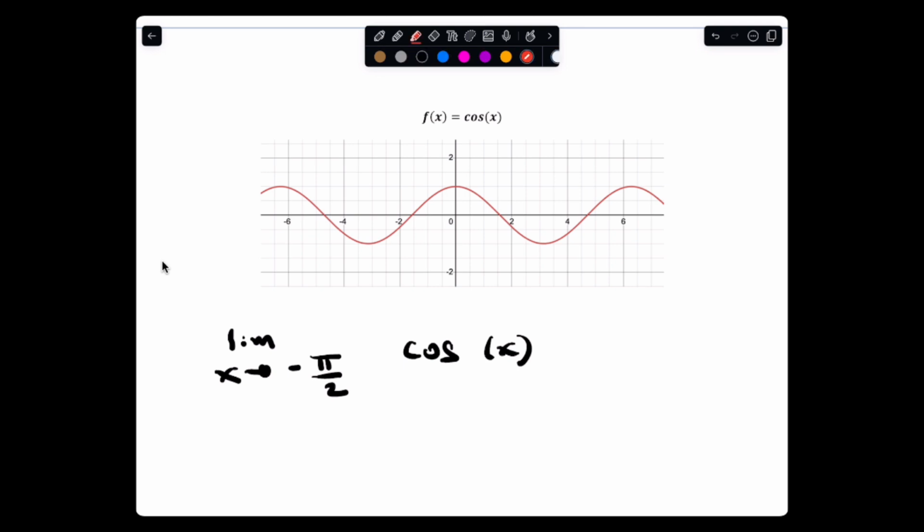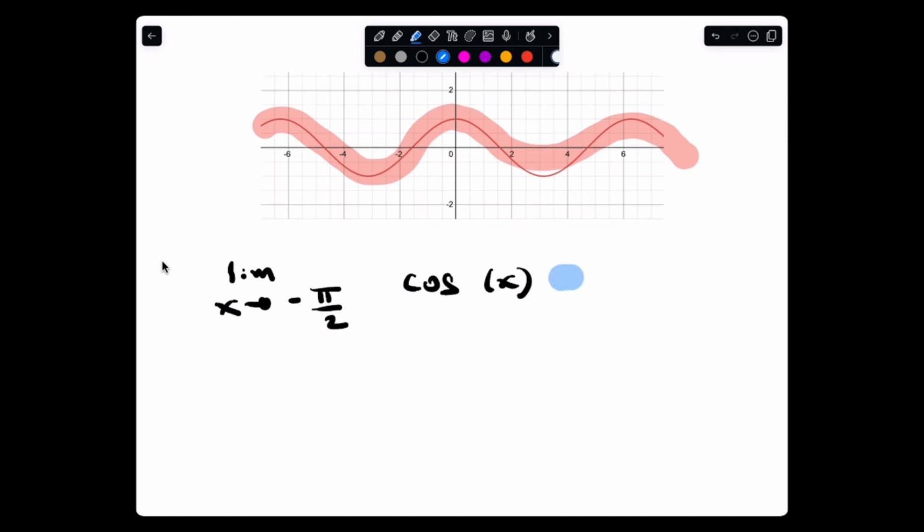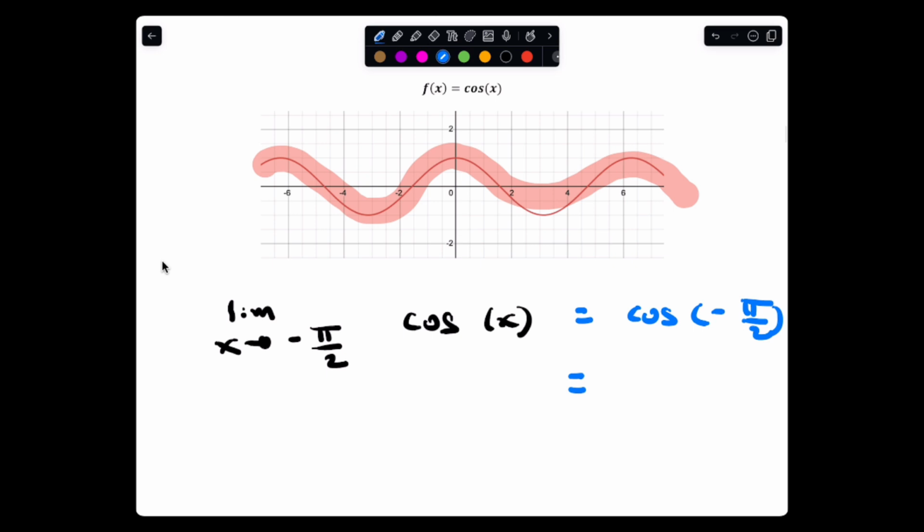What do you guys know about cosine? Nice and continuous. Everywhere. How do I know? I can sketch the curve without picking up my pencil. So it's continuous for those values of x. Ah, then all I got to do is evaluate cosine of negative pi over 2. But you're going to have to know what that is. That's where trig comes in. You go, negative pi over 2, okay, I see.